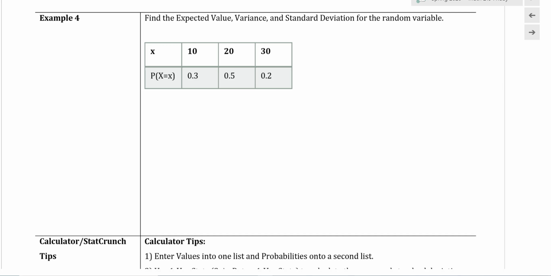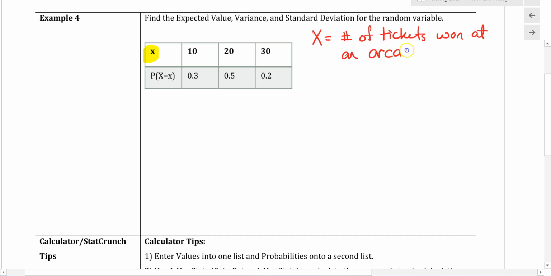One thing they didn't do is tell me what this random variable represents. I think they should include that. So let's just say the outcomes are 10, 20, and 30. So maybe these are like the number of tickets you could win at an arcade game or carnival game. So let's say x equals the number of tickets won at, let's say, an arcade game.